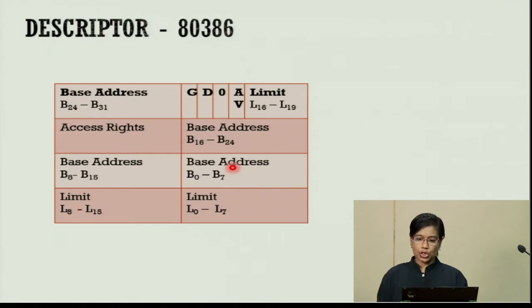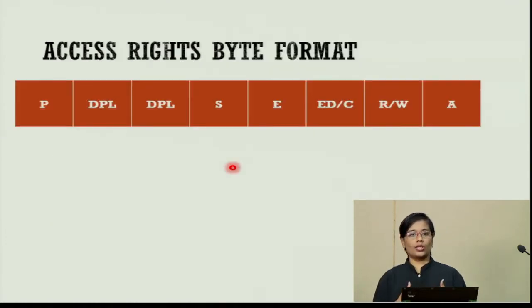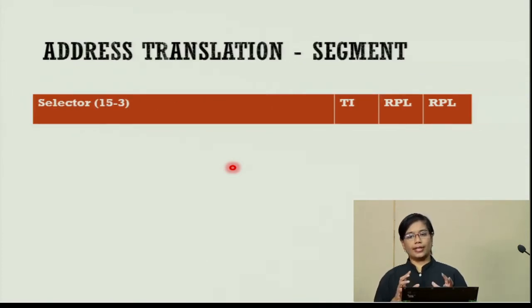In the previous session, we also saw in detail the format of the access right bytes. Now, what we are going to look at in this session is how an address is going to be translated, or how the virtual address is going to be converted into a physical address. Again, an address will always have a segment and an offset part. The difference between real mode and protected mode is the way in which you translate the segment.